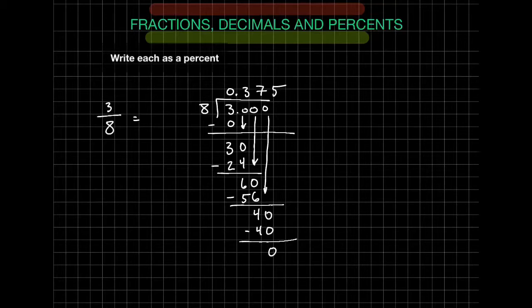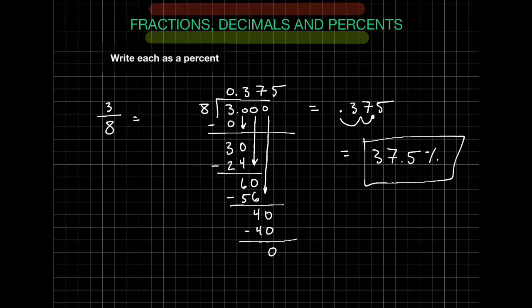So 3/8, we're going to say that that equals 0.375. Okay, 0.375, but we need a percent. So we're just going to do that once, twice, and we get 37.5%. There's our final answer, 37.5%.